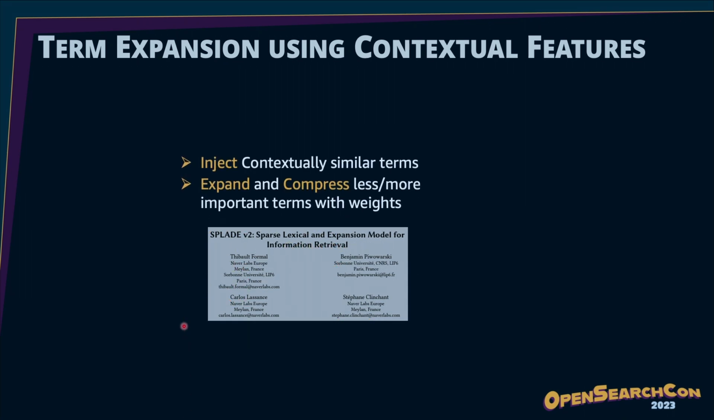Okay, so the next way of expanding your documents and queries is term expansion using contextual features. So this is based upon the model called SPLADE. It's a sparse lexical expansion model for information retrieval. So basically, coming to our text expansion understanding, it's going to inject contextually similar words. And number two is expanding and compressing less or more important terms in the sentence with weights. We'll go with an example of how this is going to work.